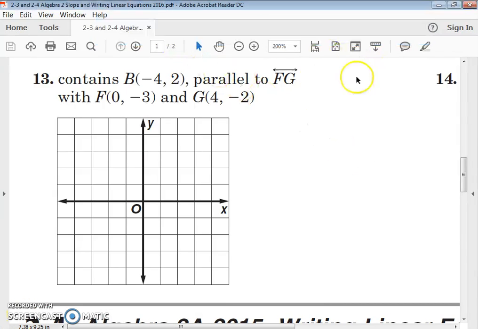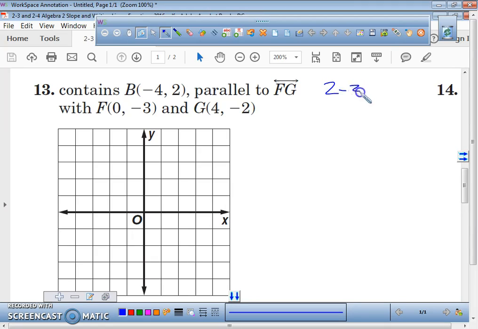We are continuing on with 2-3, dealing with this concept called slope.